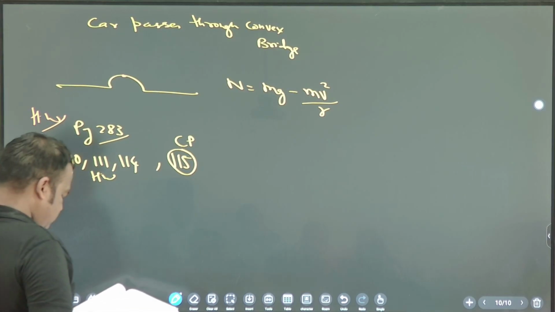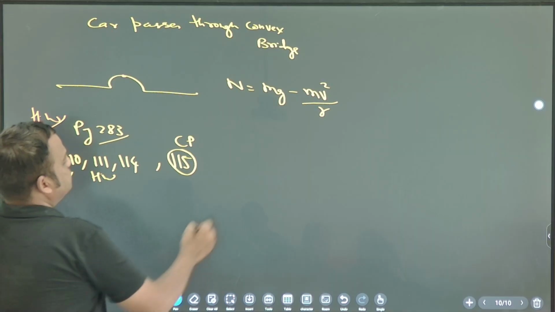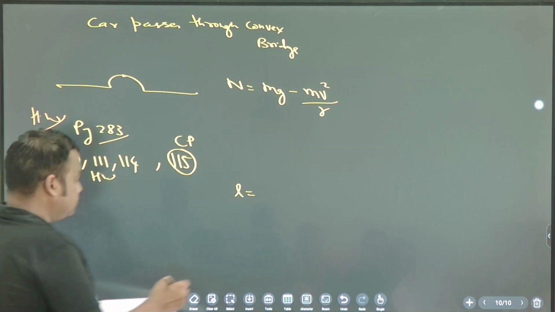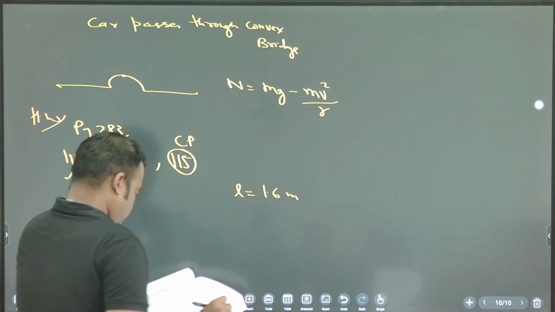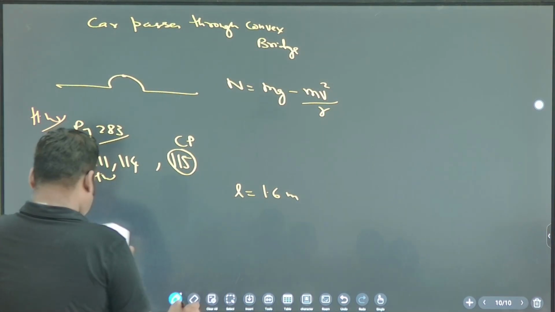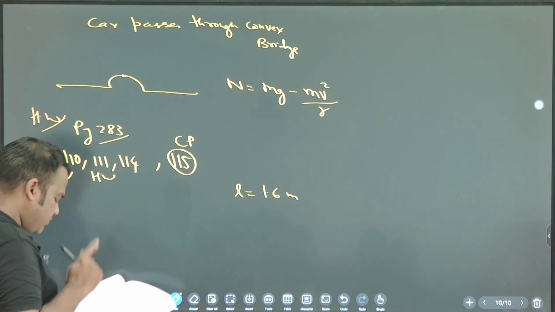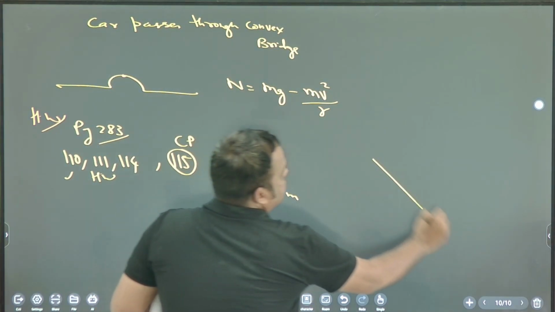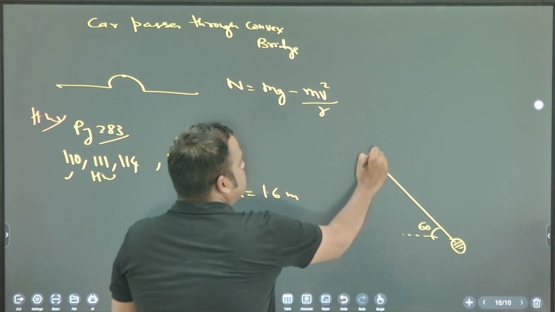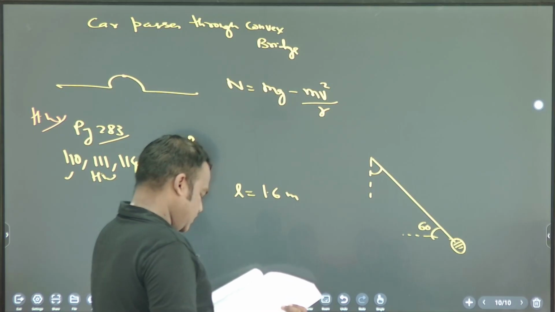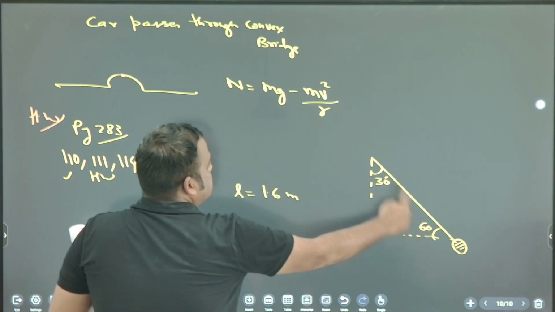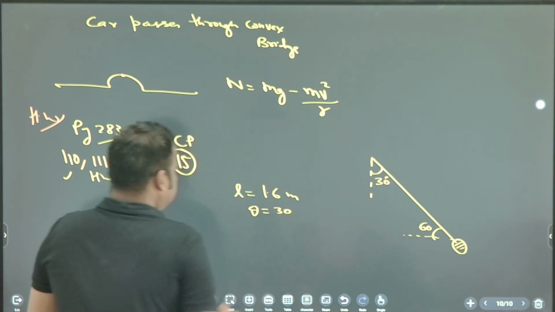115, what is given? What is the length given? Question 115. Length 1.6. Conical pendulum. Angle theta is given. A string makes theta with horizontal. So this angle is given 60. So what is this angle? 30. So this is 60, so this is 30. So theta is 30.